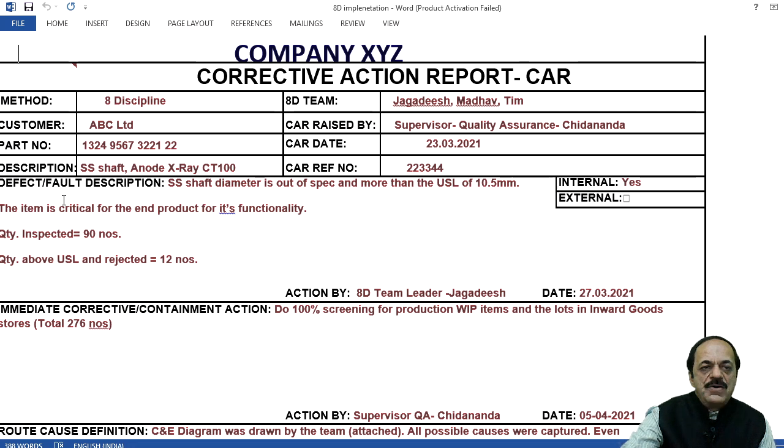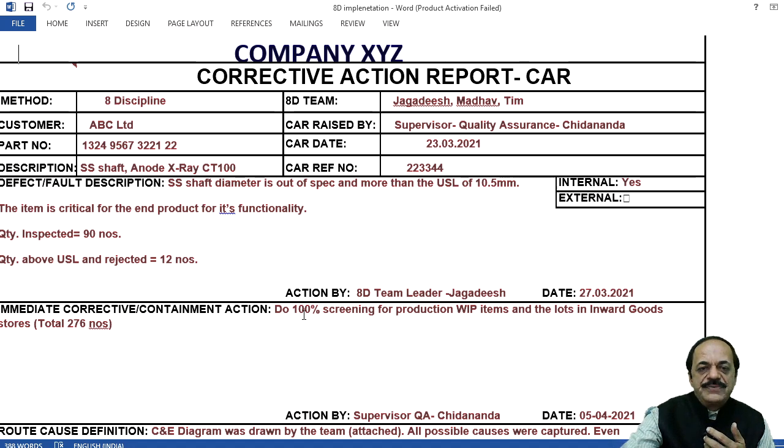Now the defect or fault description is given here. SS shaft diameter is out of spec and more than the upper specification limit of 10.5 mm. This cannot be ignored because the item is critical for the end product. 90 numbers were inspected, 12 numbers got rejected. Now the action is the responsibility of the 8D team with the leader. In the forefront, for every issue, every requirement should have a timeline date.